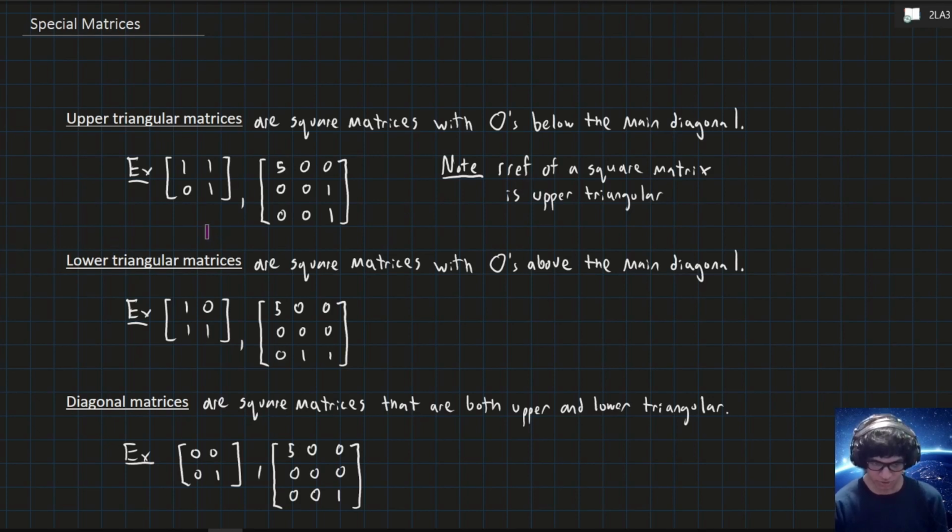Lower triangular matrices are the opposite. They're square matrices with zeros above the main diagonal. Okay, so here we want this to be 0. Here we want these to be zeros. So observe, if you take the transpose of an upper triangular matrix, you'll always get a lower triangular matrix, and vice versa.